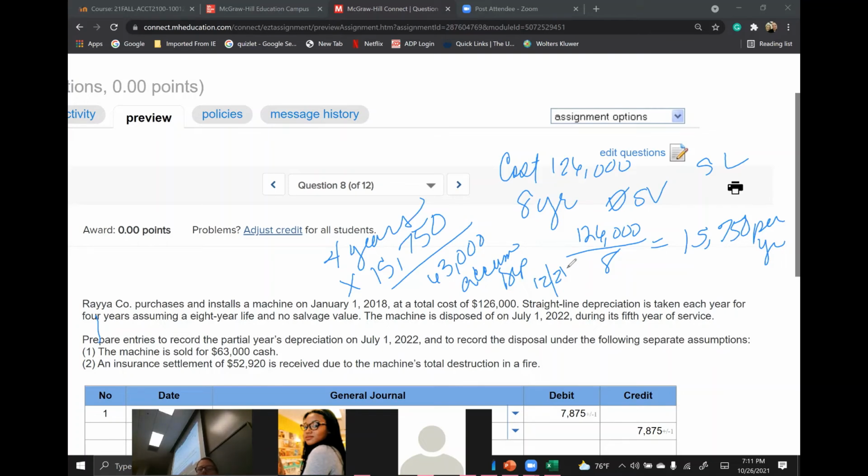So it's wanting me to do an entry for that depreciation for 2022. So I'm not doing the full year. I'm only doing 6 months. So at 15,750 for the year, divided by 2, it's going to be 7,875 for the 6 months in 2022. Hopefully I calculated that out right. We'll see.